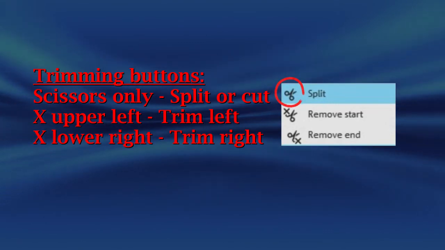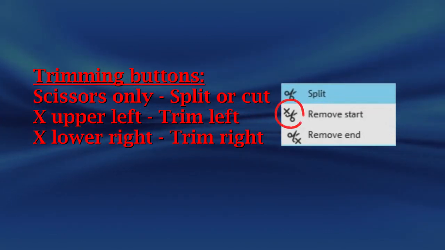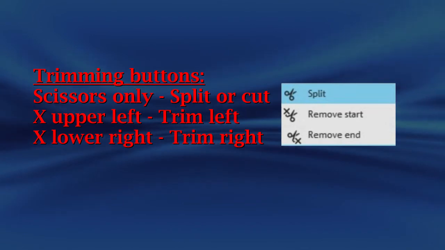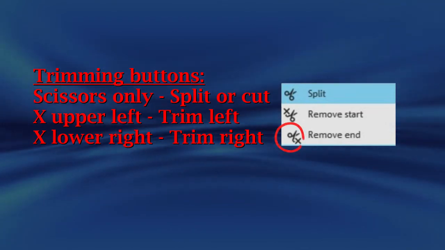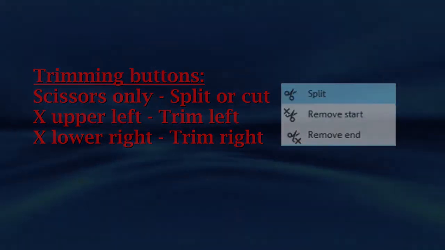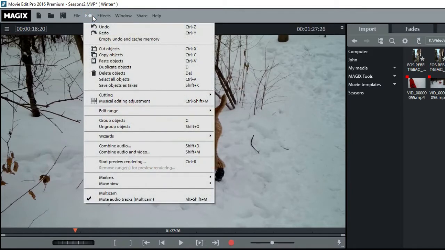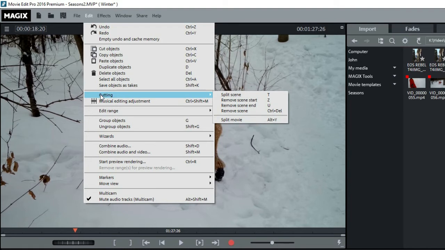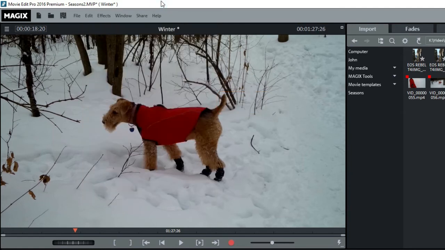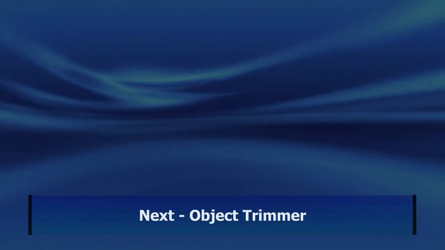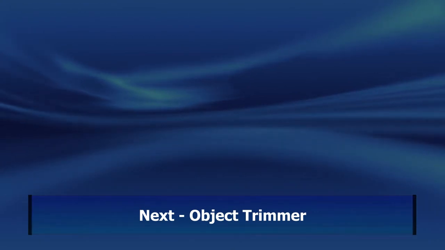The scissors buttons: the X at the upper left of the scissors to trim the left part, or the X at the lower right of the scissors to trim the right part. Note that the trim commands are also available in the top menu under Edit, Cutting, and there we see the same commands. I just use the shortcuts instead of the buttons, but the best is to learn and to use the shortcuts.